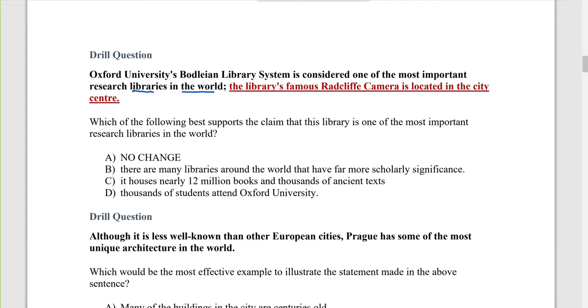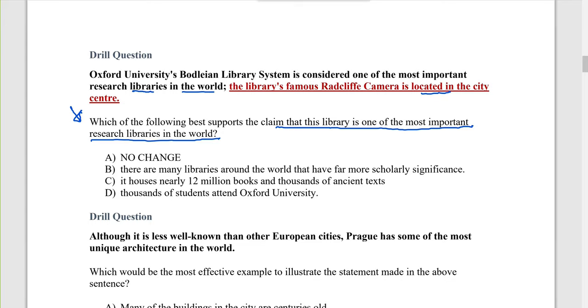You need to know right away that this part is irrelevant. You need to tell yourself, like Maryam Hani, this part is irrelevant, that's for sure. You got the point, okay? But before, what you can feel while you are reading, we haven't read the question yet. If we started reading the question here, which of the following best supports the claim that this library is one of the most important research libraries in the world, okay?